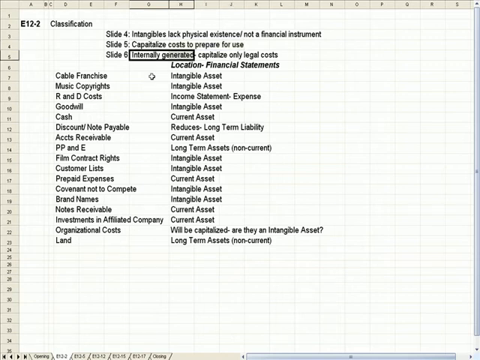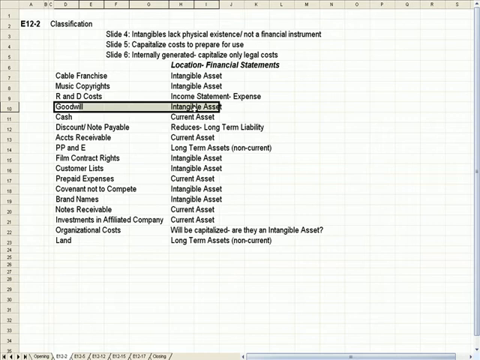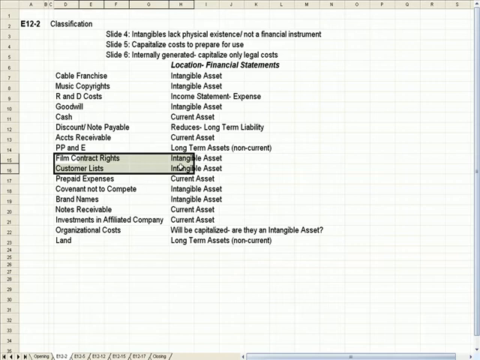If we internally generate something that's an intangible asset, a patent or copyright, we only capitalize the legal cost. Everything else gets immediately expensed if we internally generate it. So examples of intangible assets: anything creative, a franchise, music copyright, goodwill, which is paying more than the fair value of an asset that you buy, contract rights, customer lists, non-compete clauses.